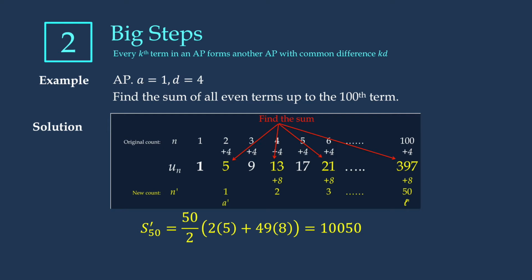So here k equals 2, i.e. we want to consider only every second term. Note that all the terms we are interested in form an AP themselves. This is shown in yellow. The new AP has a common difference twice the value of the original, i.e. 8. In this new AP, the first term is the second term of the old AP, i.e. 5. Also, there are only 50 terms. Applying the standard AP formula gives the sum of these terms as 10,050, which is the answer required.